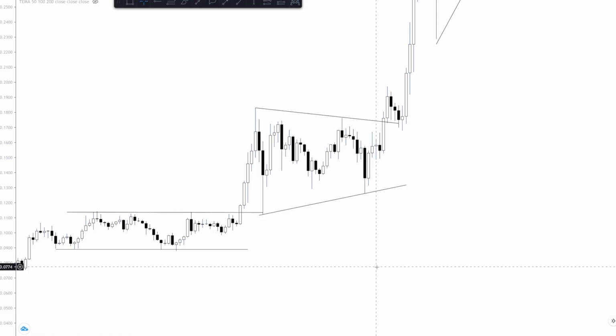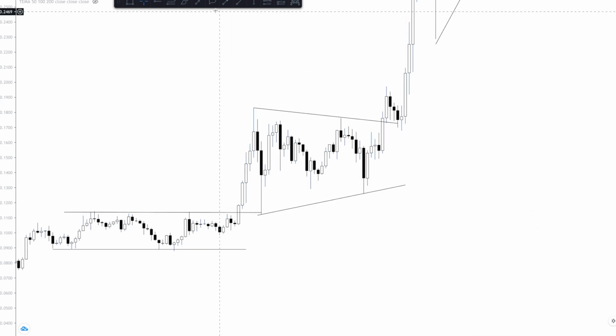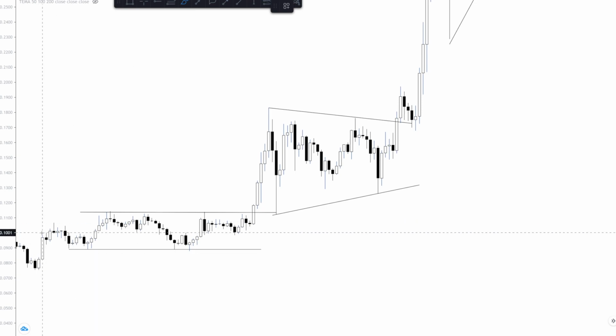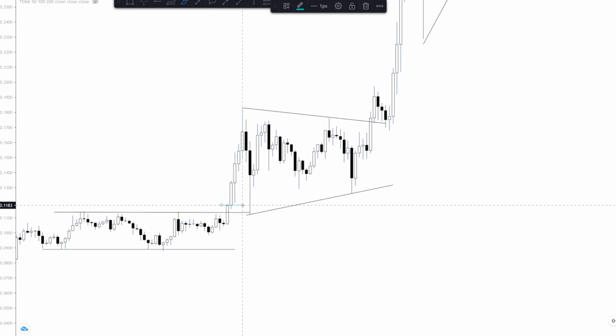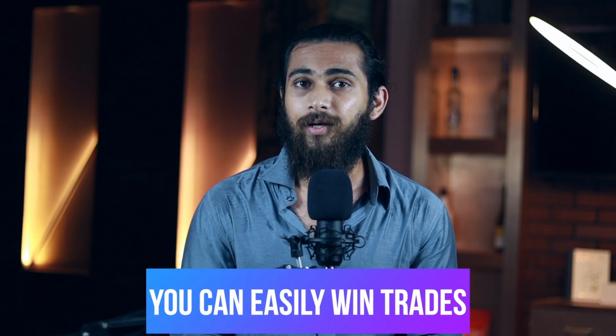For example, here on ADA USDT chart, the price after an impulse started correcting. Then while it was correcting, it created a pennant, and after the breakout, it started a new impulse. The same thing happened over here. After the impulse, the price corrected and then created a bullish flag, and only after the breakout of the flag, the next impulse started. You can clearly see that if you are able to understand and identify impulse and correction precisely and find out when the correction is going to end or when the next impulse is going to begin, you can easily win trades.